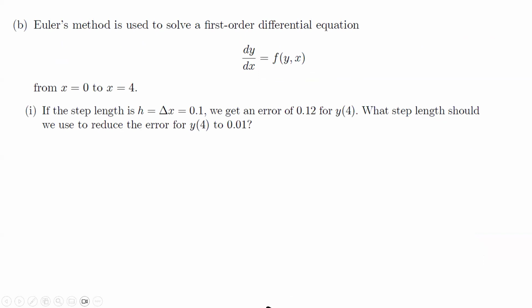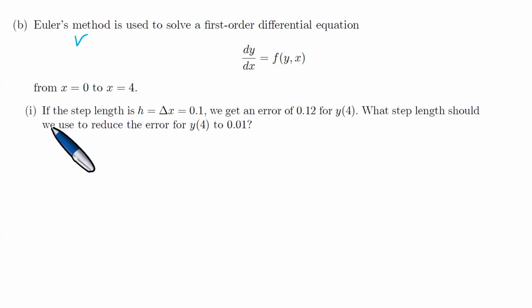There's another method we call Euler's method. On top of Taylor, there's something we call Euler's method. Now, what we call the Euler's method is used to solve a first order differential equation dy dx, which equals the multivariable function f of y and x, from x equals 0 to x equals 4.